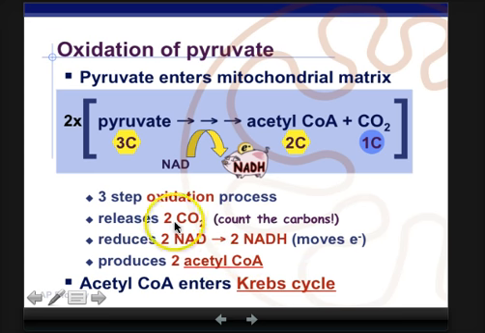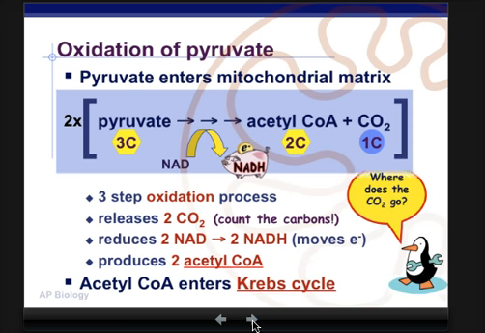Okay, that's why there's 2 here, because we're accounting for 2 pyruvates. For each pyruvate, 1 pyruvate makes 1 acetyl CoA and 1 carbon dioxide. Hopefully that's clear to you. Once we get down to carbon dioxide, that's fully oxidized carbon. We're not going to get any more energy out of that carbon. That's it.